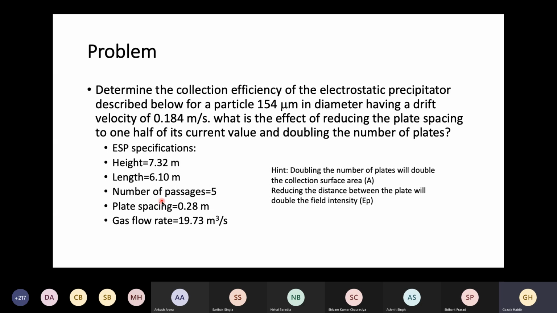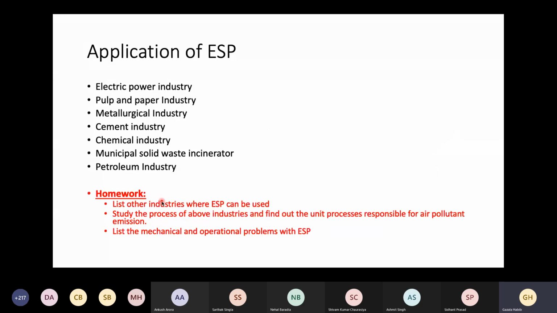So doubling the number of plates will double the collection surface area. Reducing the distance between the plates will double the field intensity, right? So using this, you can solve the problem and find out how much the efficiency has changed in the second case compared to the first case.